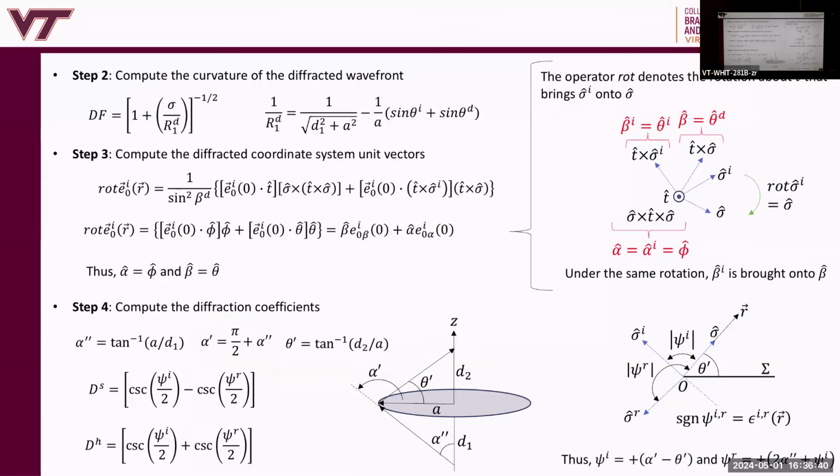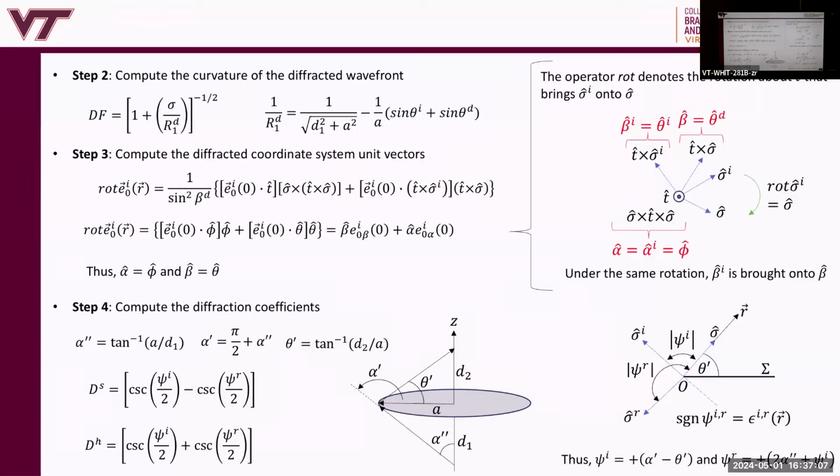All right. So now, what is this angle then? This angle is nothing but this angle, right? And that angle is nothing but alpha prime minus theta prime. So it's alpha prime minus theta prime. But theta prime is easy to find. It's the inverse tangent of d2 over a, right? Okay. So that gives you psi I.